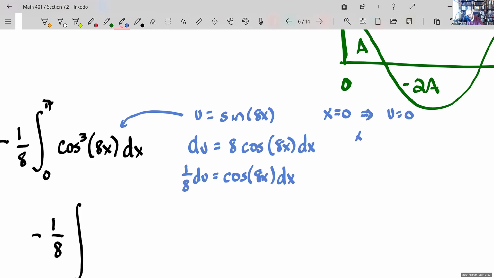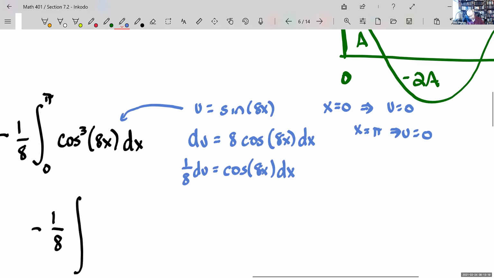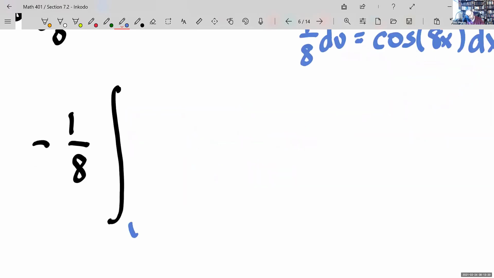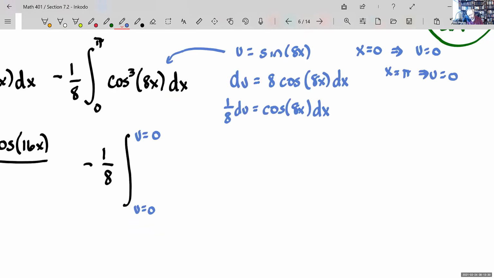When x is pi, here's a comical thing. When x is pi, well, that means that u is 0 as well. Now, this is actually a dangerous thing. This is one of the rare situations where I would say, do not substitute it completely into the world of u's, because if you did, you would integrate from 0 to 0. And while it is true that this integral will be 0, I'm just letting you know, this type of substitution will ignore certain specific oscillations. You don't want to do that.